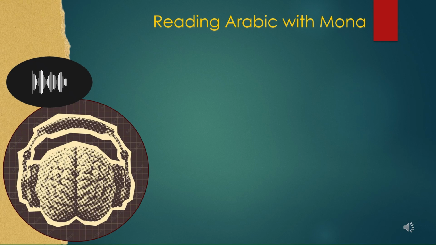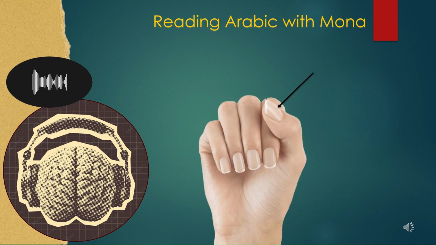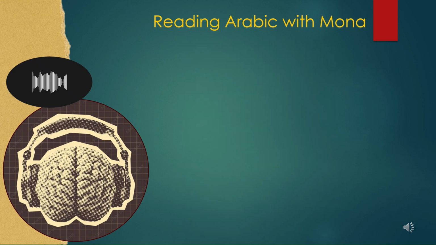And now let's listen to some Arabic words containing the letter Dha and listen carefully how the sound blends with other sounds. Tell me, my friend, words that start with the letter Dha. Zafar, zarf, zabi, zahr.